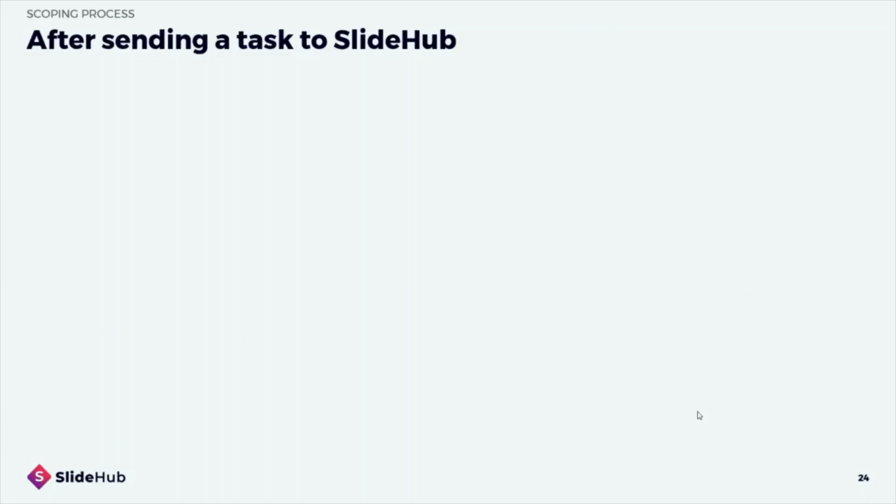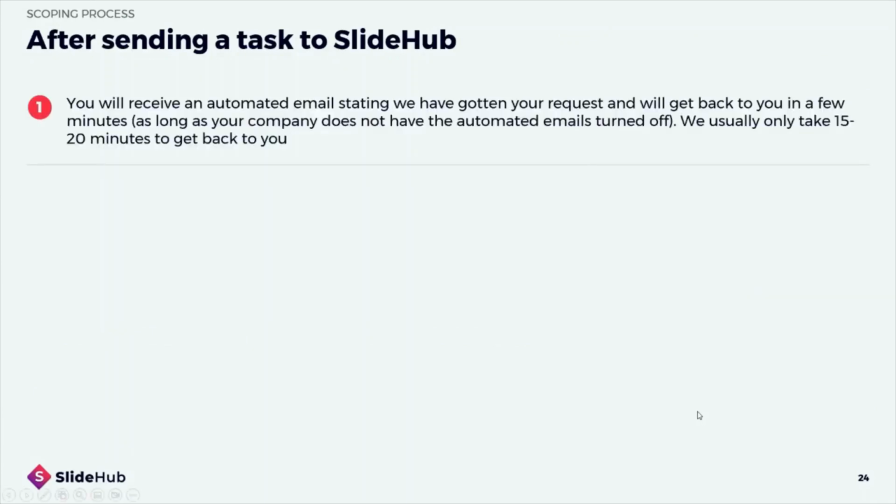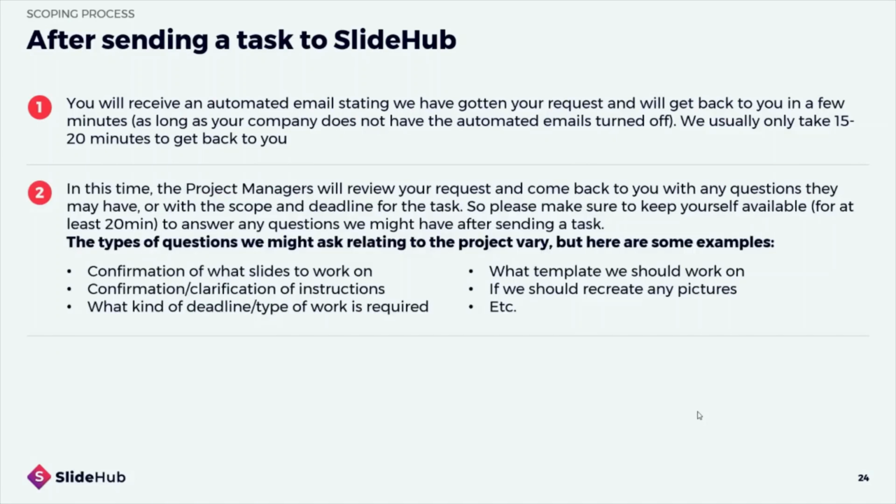Once you send a task, you'll get an automated confirmation email, unless that feature is turned off. Our project managers will review your request and get back to you within 15 to 20 minutes with any questions or a confirmed deadline. So please make sure you're available to reply during that time so we can move forward smoothly. Some of the questions we might ask include: which slides should we work on?